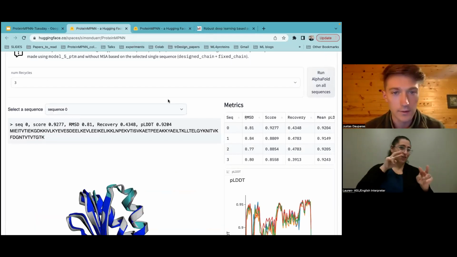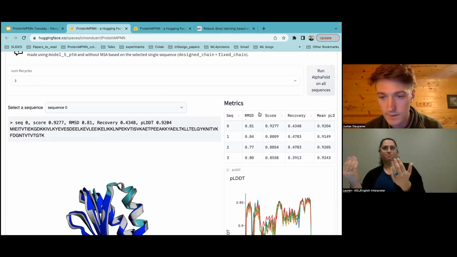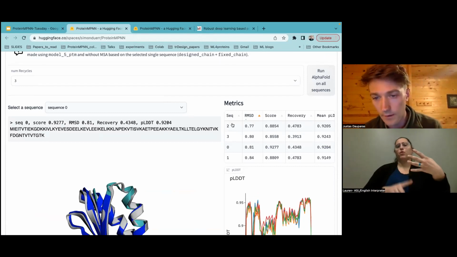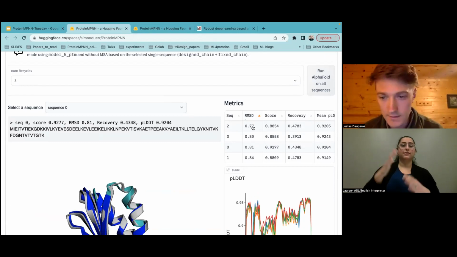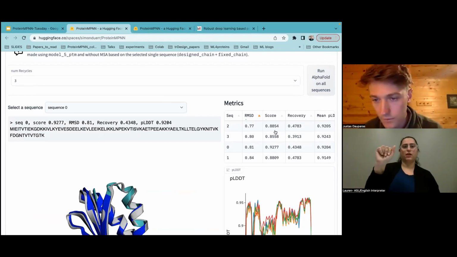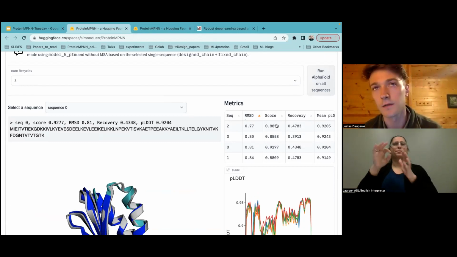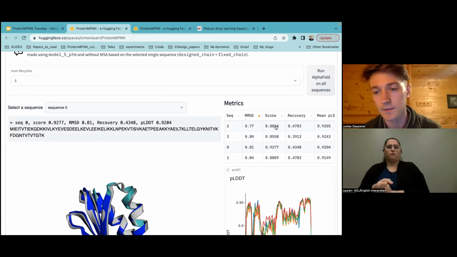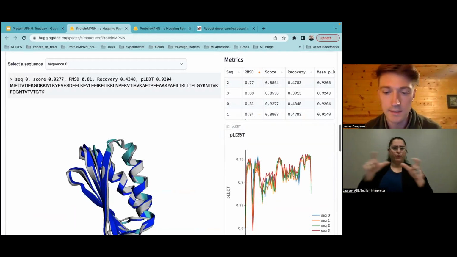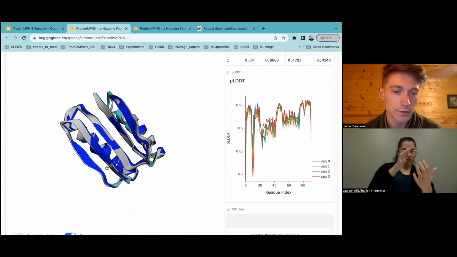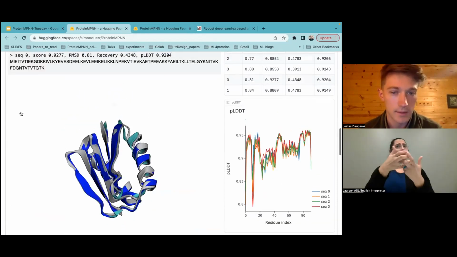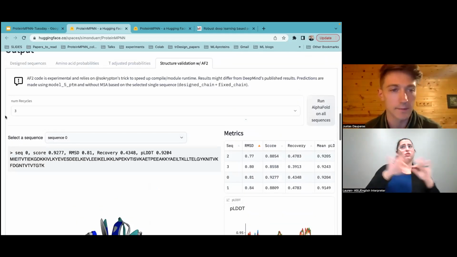So if we look at this, we have 4 sequences, and we can rank them by RMSD. The best is 0.77 angstrom RMSD C alpha. Those are the model scores, so how confident MPNN is about these sequences, and the sequence recovery and pLDDTs. We can see that the structure is matching quite well to the input structure that we wanted to have. So it was quite an easy task, I guess, to redesign this protein.